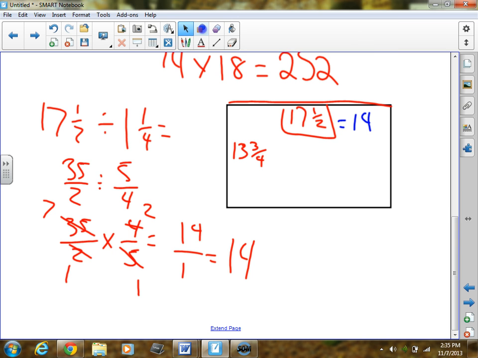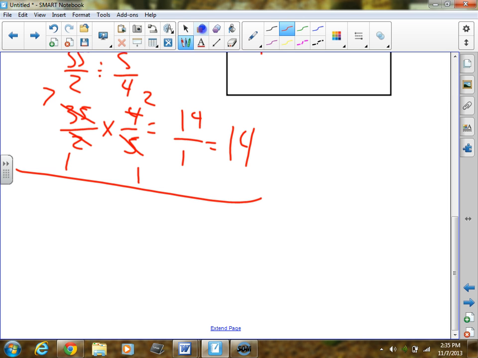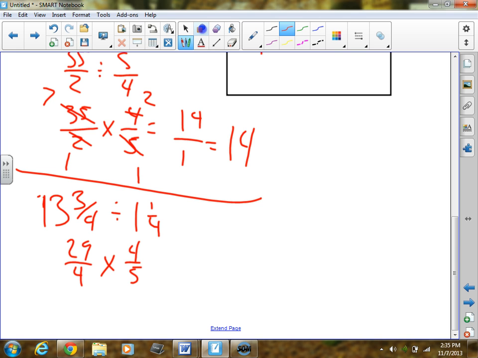Now for this next one, let's turn the page a little more. I'm going to do the exact same process. So this is my first one. Now I'm going to do 13 3/4 divided by 1 1/4. You see I skipped a step there. Hopefully you see that right there. You can cross multiply. It's going to be 1, and 29/5 is going to be, so it's 5.